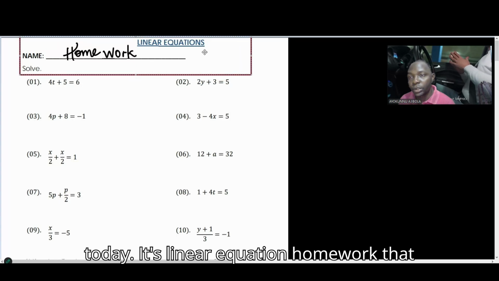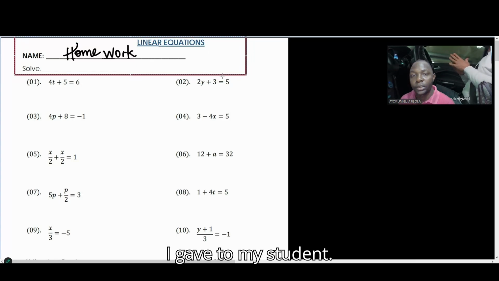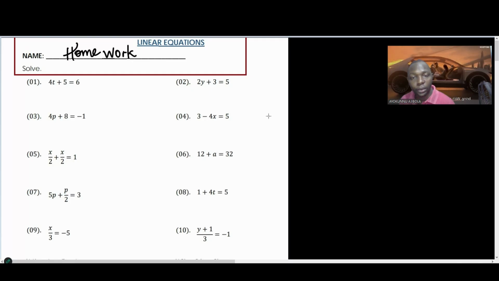It's the linear equation homework that I gave to my student. We're going to look at all of these questions.